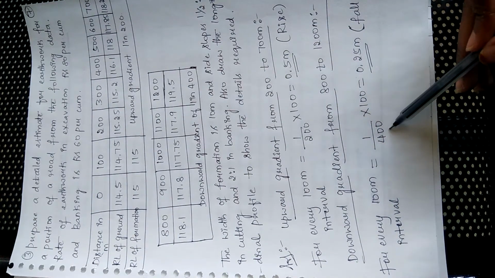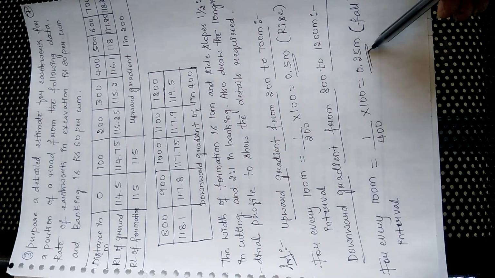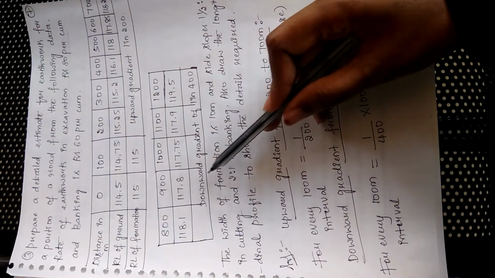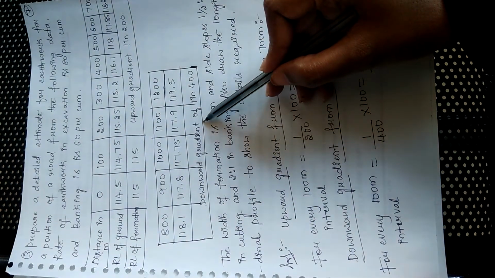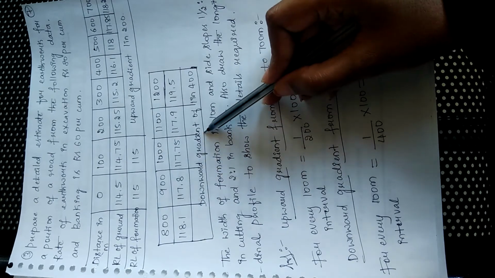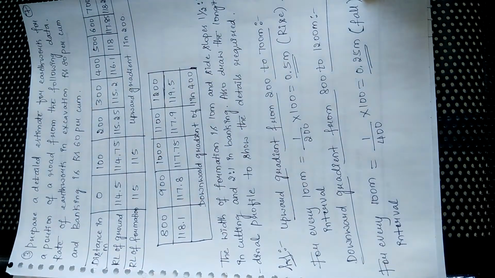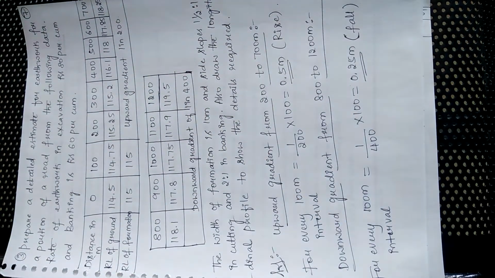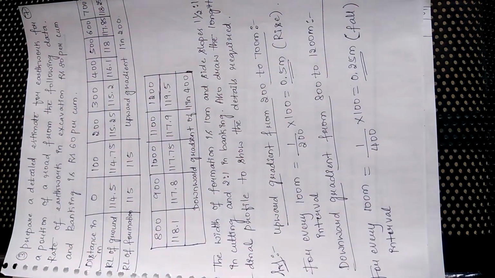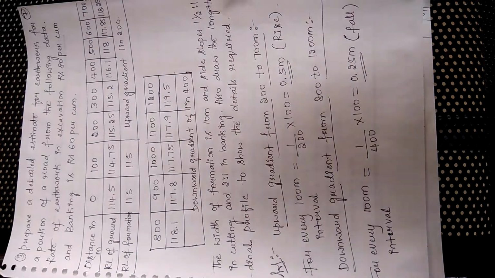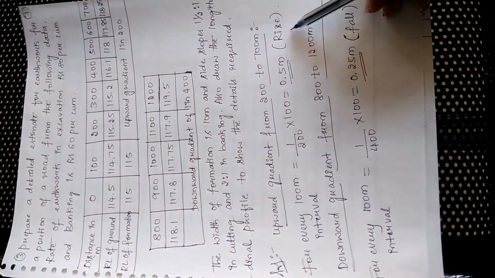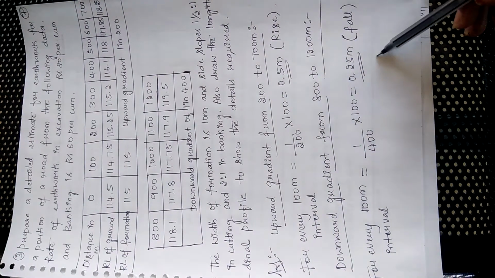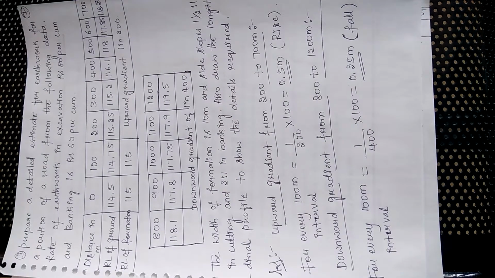Now, on dividing 100 with 400, you will get a reading of 0.25 meter, which represents the height of the fall here. Because the gradient which is given is a downward gradient. If downward gradient is given, you will get the height of fall. If upward gradient is given, you will get the height of the rise. As both the gradients are given to you, you will get both the heights. From 200 to 700, you will get the height of the rise here. From 800 to the last end of the road, you will get the height of the fall here. So this completes the first step.